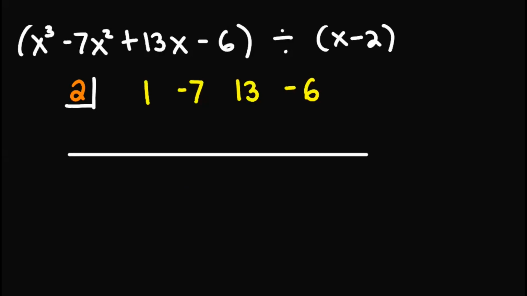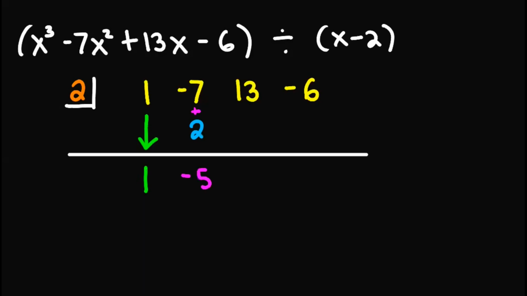So the first step is we bring down this first number out here. So we'll have 1. And then we multiply 2 and 1 out here. So we'll have 2 times 1 will give us 2. Then we add this, negative 7 plus 2 will give us negative 5.